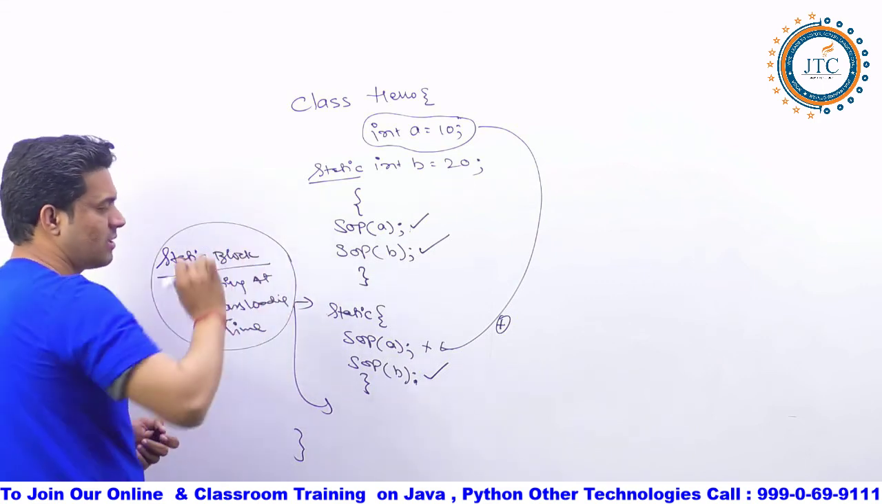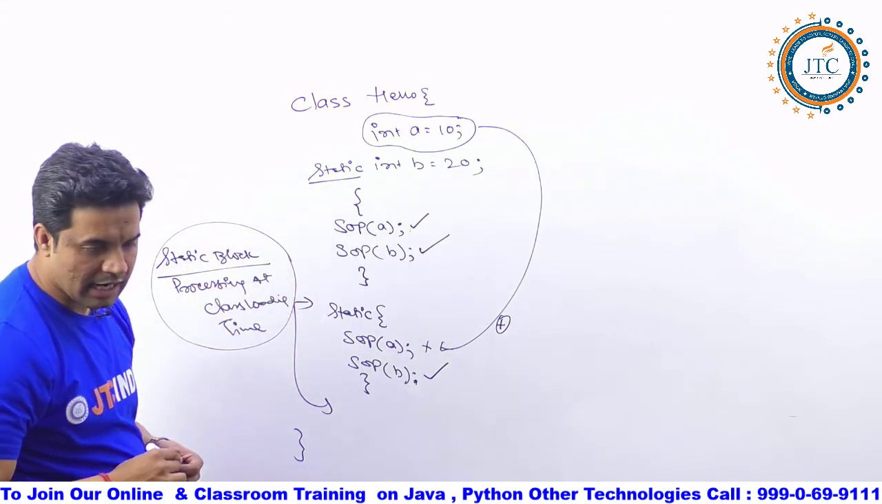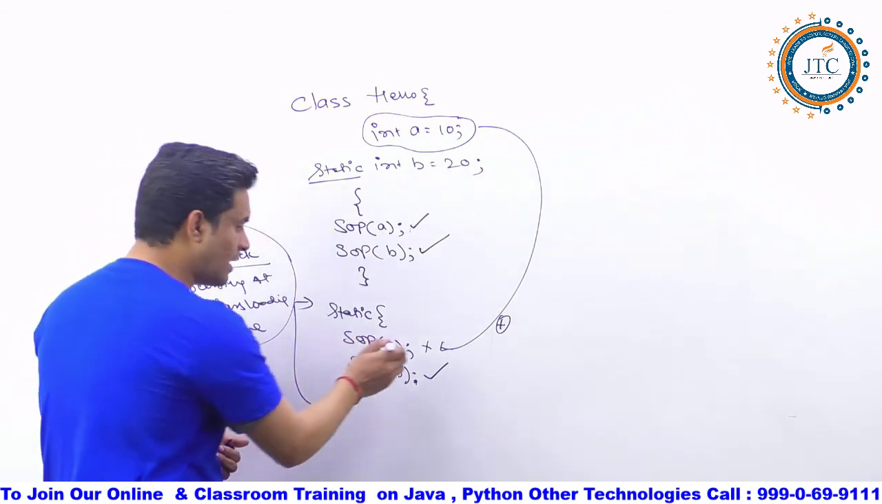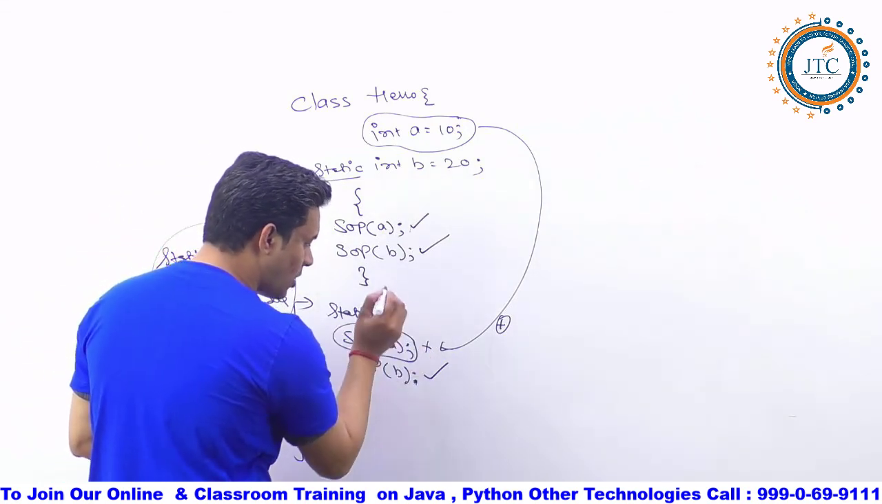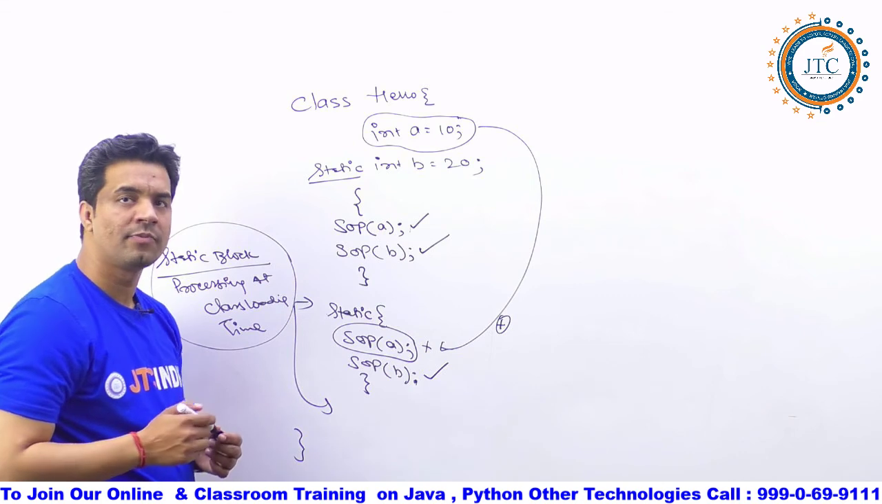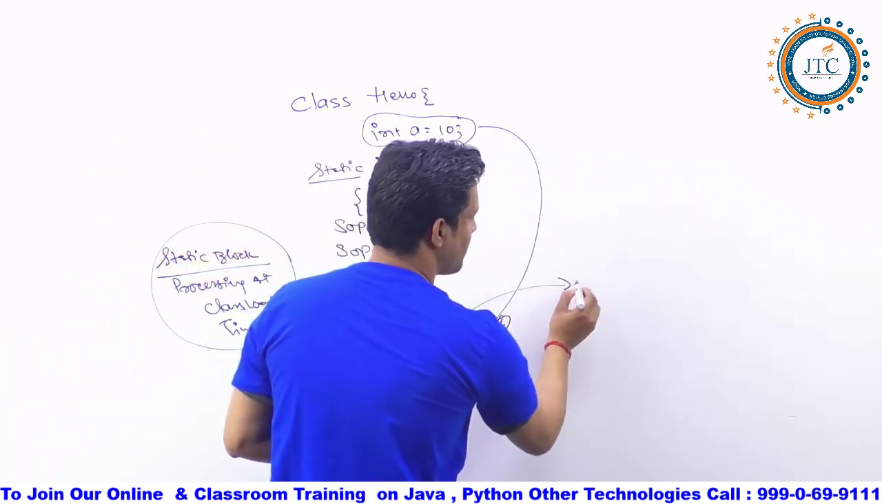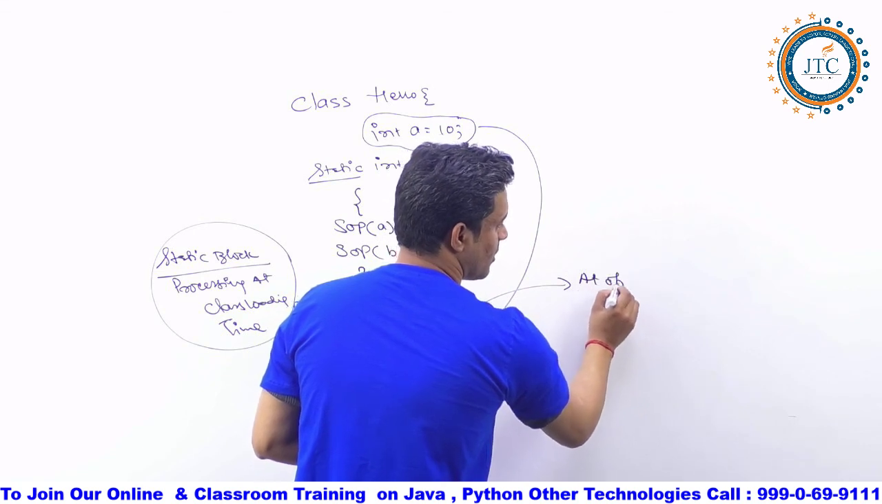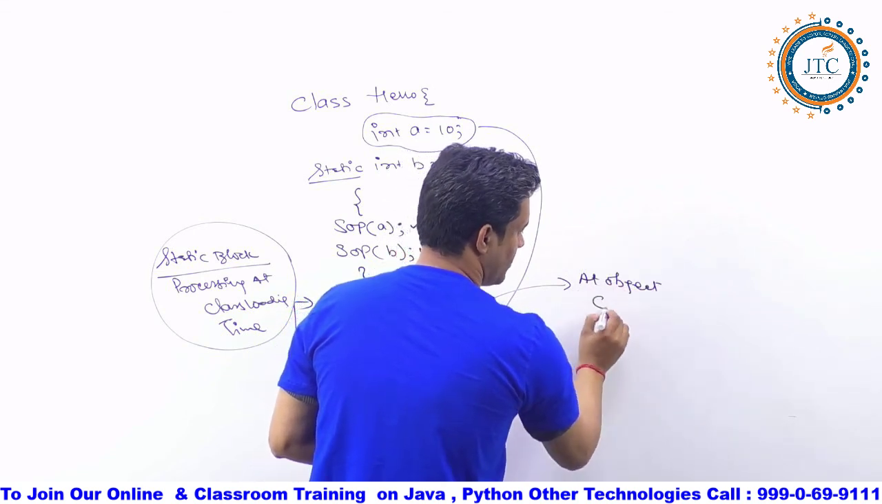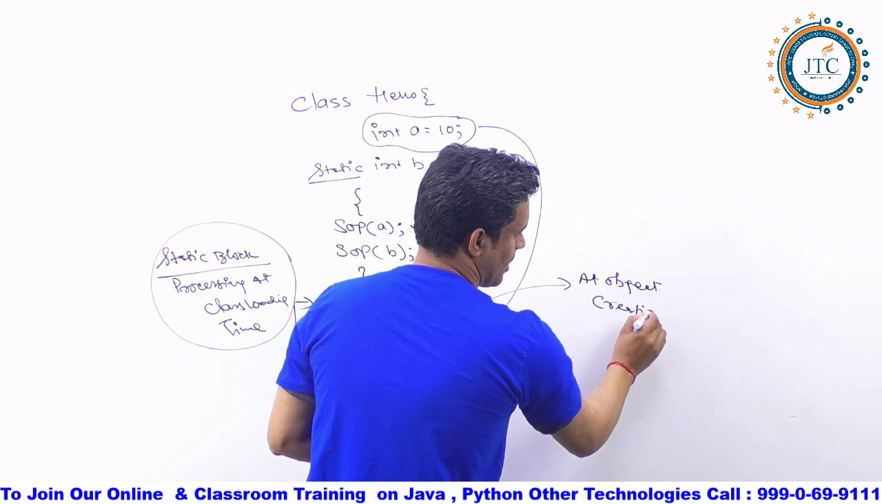This is being processed at the time of class loading. And the memory for this variable A has not been allocated yet. When is it allocated? It is allocated at the time of object creation. So this will get memory at object creation time.